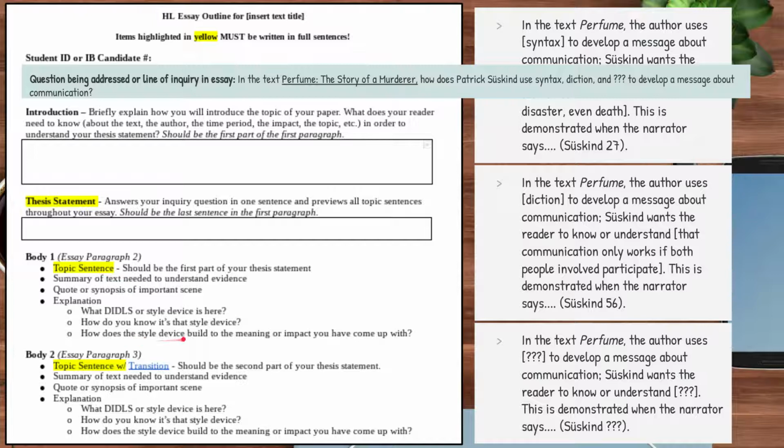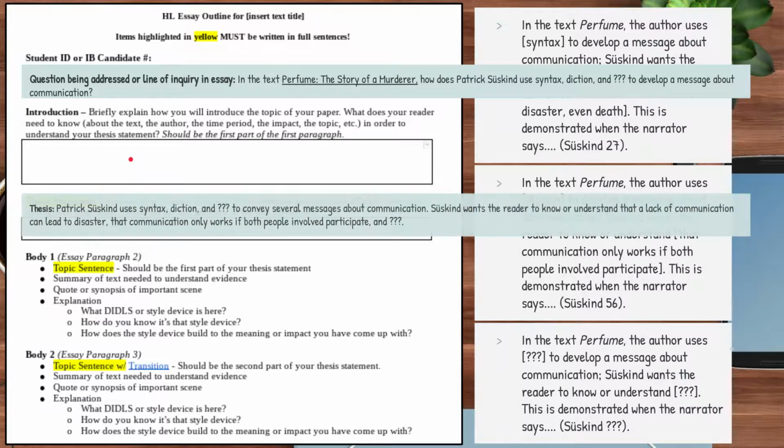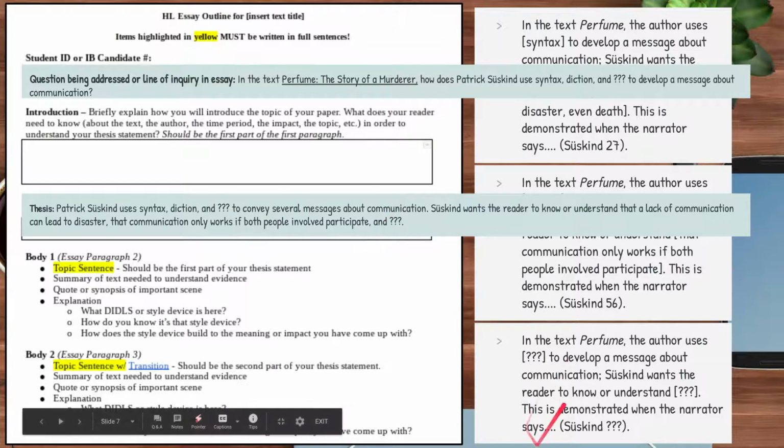You have all your body paragraph materials, so you should be able to generate your thesis statement as well. For example, with my demo here, Patrick Süskind uses syntax, diction, and blank to convey several messages about communication. Süskind wants the reader to know or understand that a lack of communication can lead to disaster, that communication only works if both people involved participate, and whatever that third lesson is that comes from my third example that I find.